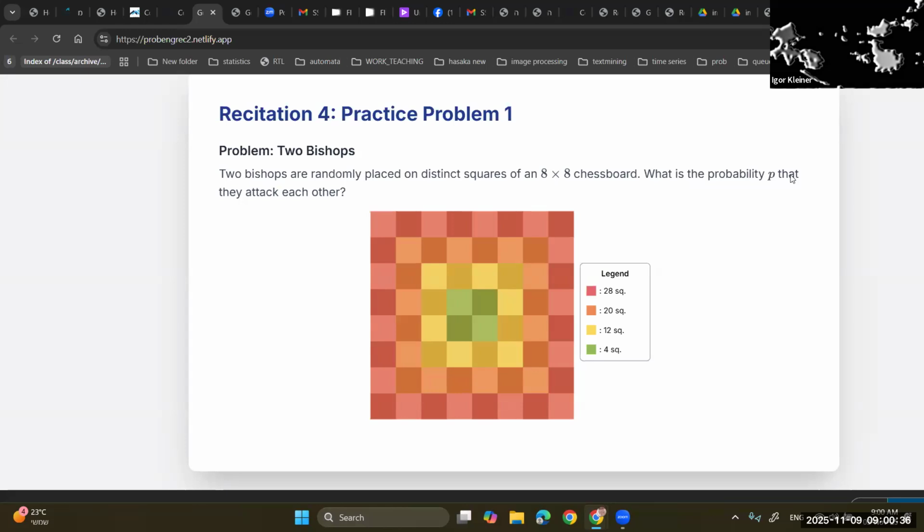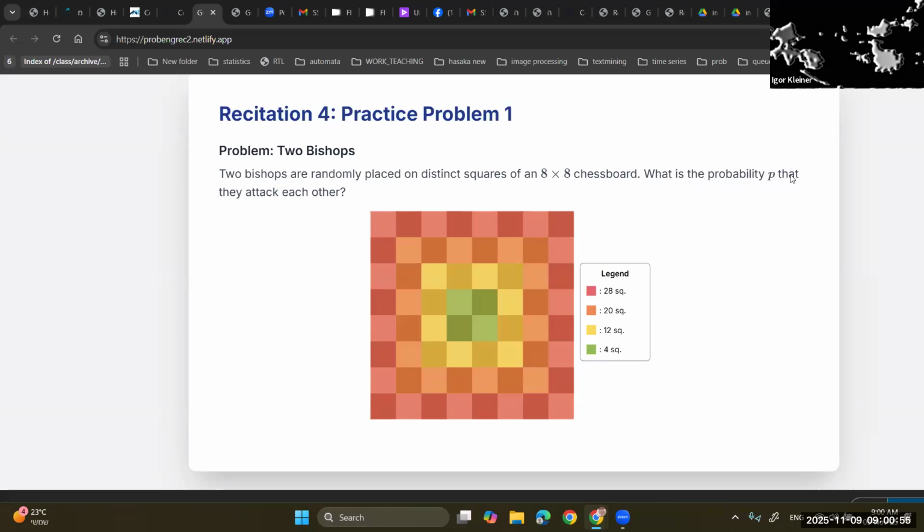And now we need to find every one of these terms. Let's start from the first term. Look on this page. We know that the first bishop stays, for example, here. This is H1. What is the probability that he will attack the second bishop?